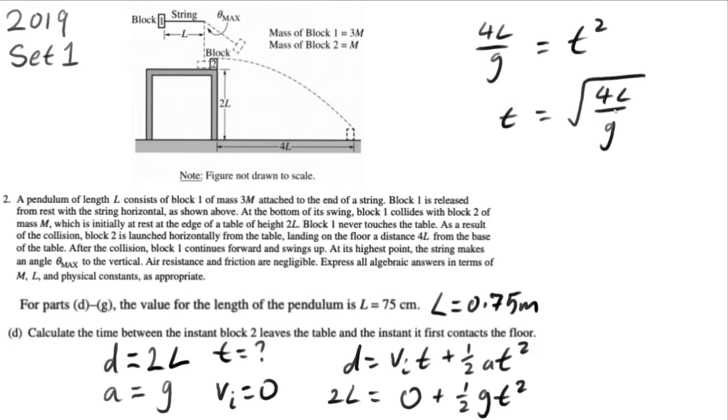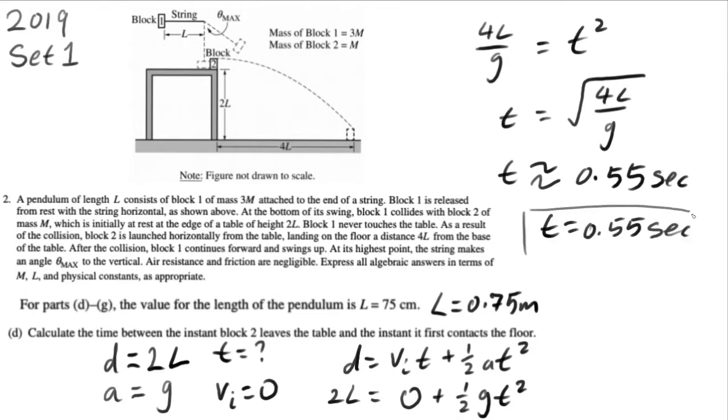And we actually know the numerical value for each variable in this equation. So we can plug in the numbers: 0.75 for L and 9.8 for g, or 10 for g, but I like to use 9.8. If we plug all this into the calculator, you get t is approximately 0.55 seconds. But we're just going to write this as t equals 0.55 seconds. And that's your answer for part D.